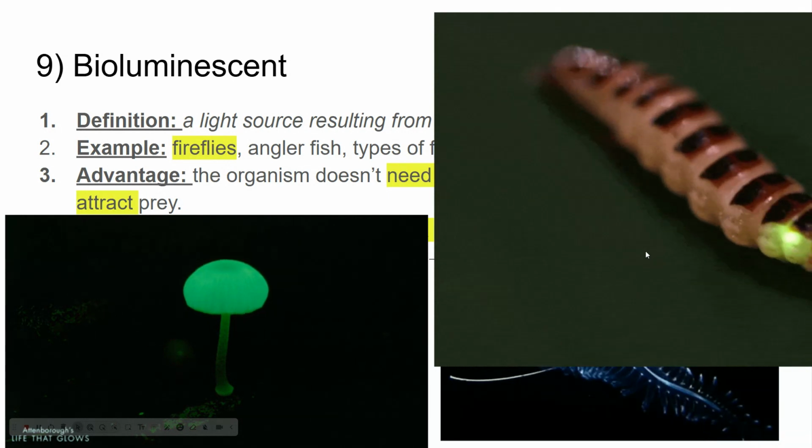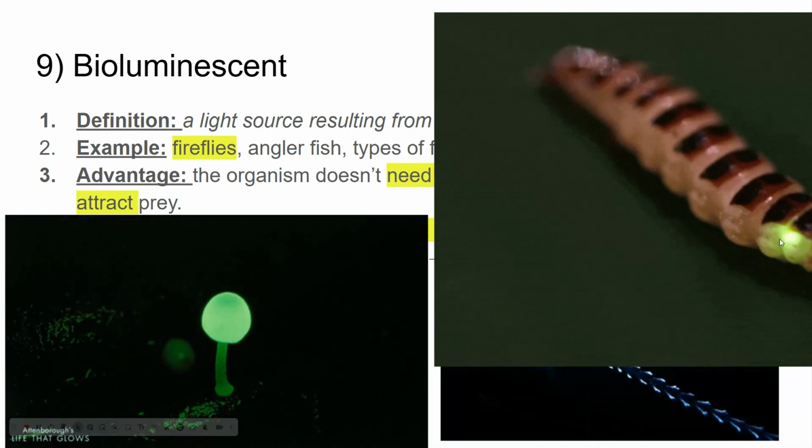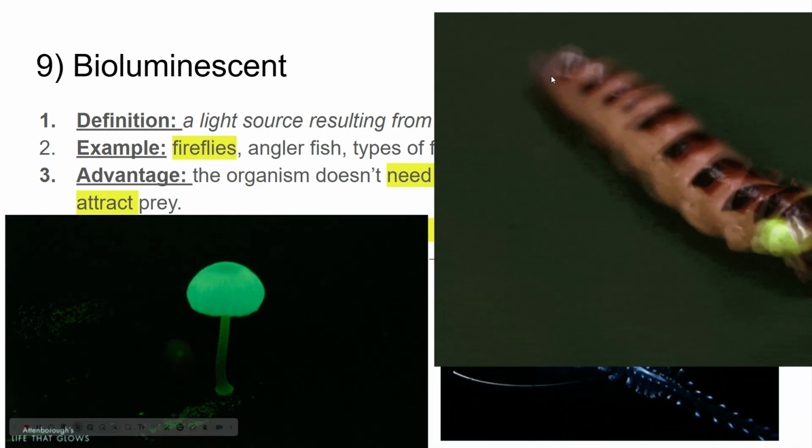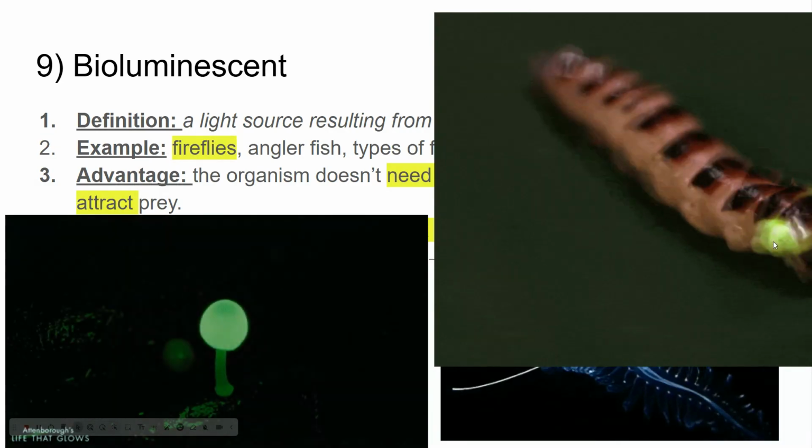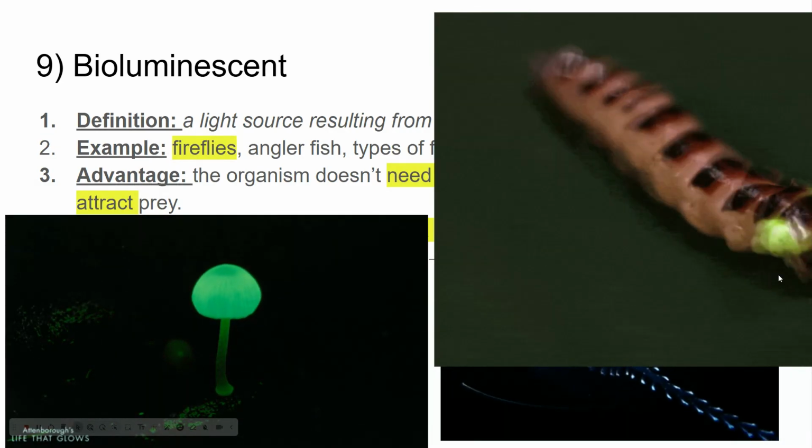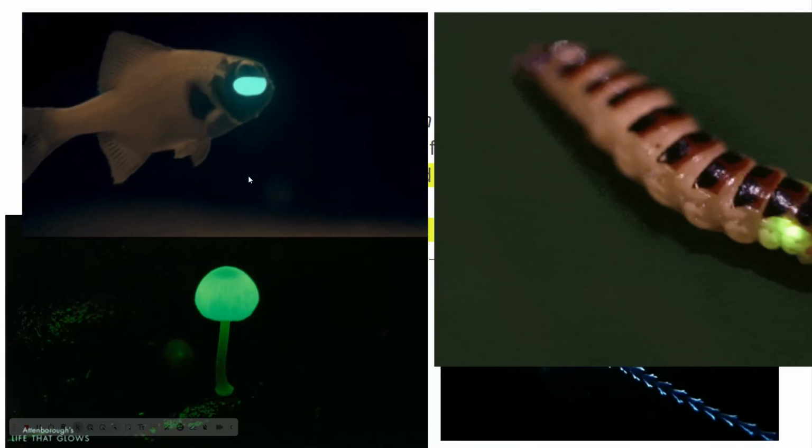Look at this guy too. He's a beetle. You can see his light source right here on his rear. Not a beetle. What am I saying? It's a worm, with a light towards the back of its butt. Certain types of fish too. Isn't that cool?